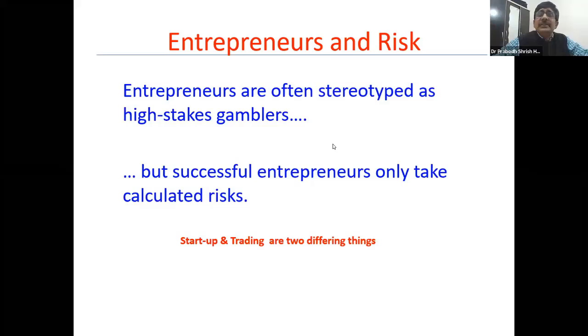There is a difference between only a risk taker and an entrepreneur. Entrepreneurs are high stake risk takers, but calculated risk. They only take calculated risks. They don't take a lottery. They are not into lottery and gambling. Gambling is different. Gamblers are also risk takers, but they are blind risk takers. Entrepreneurs are calculated risk takers, thoughtful risk takers.